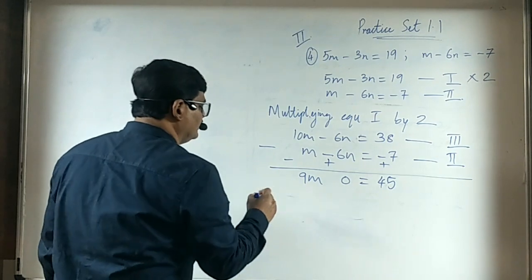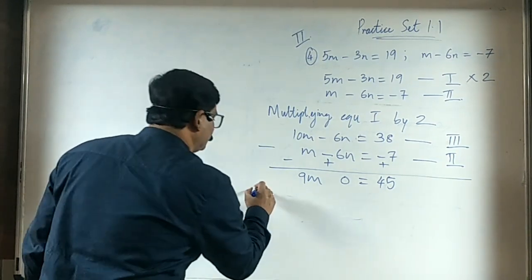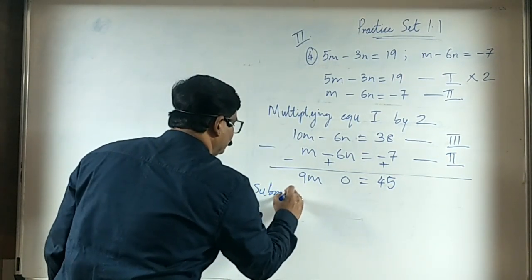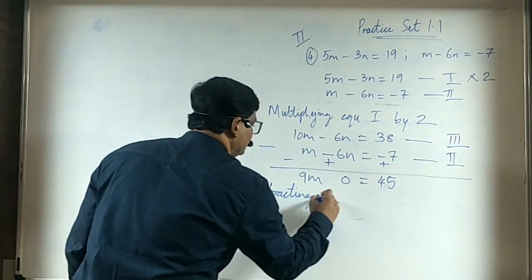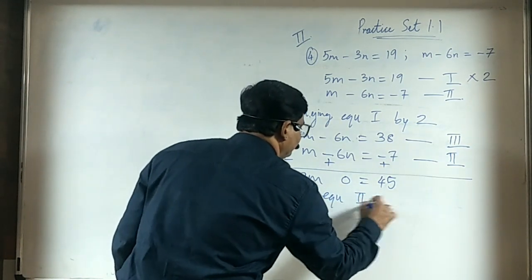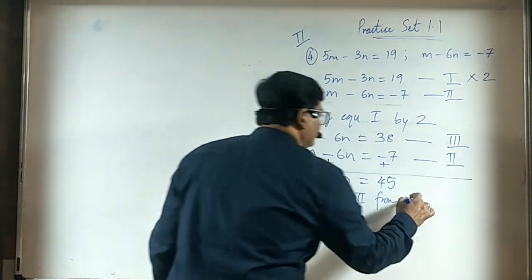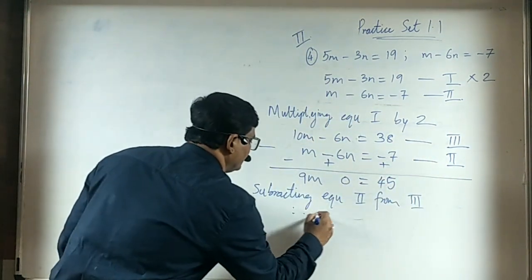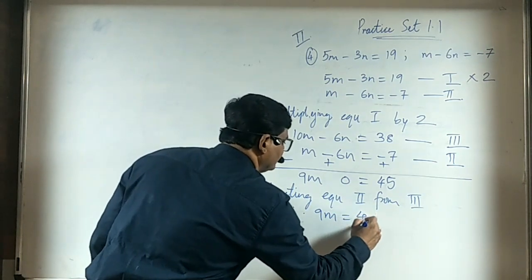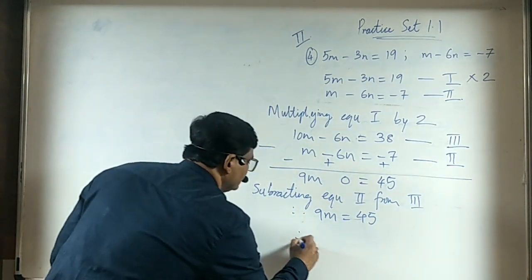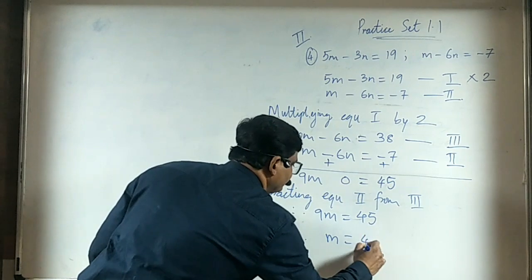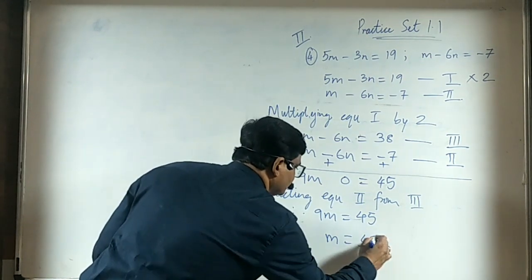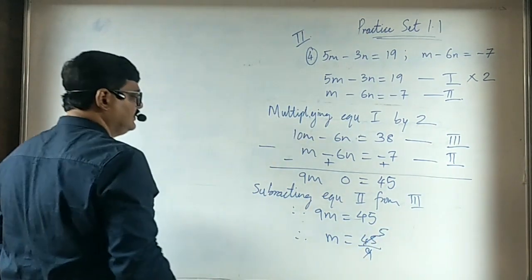So what I did over here is nothing but subtracting. So I have to write it over here: subtracting equation second from third. So what did I get before? I got 9m is equal to 45. Therefore m is equal to 45 upon 9. 9 ones are 9, 9 fives are 45. Can you see this over there?